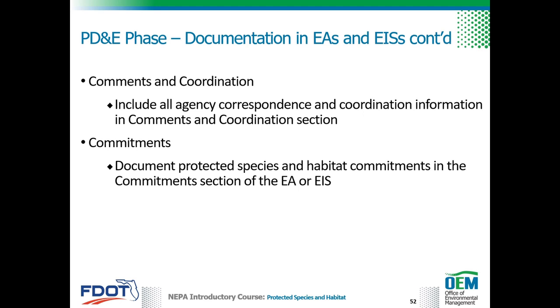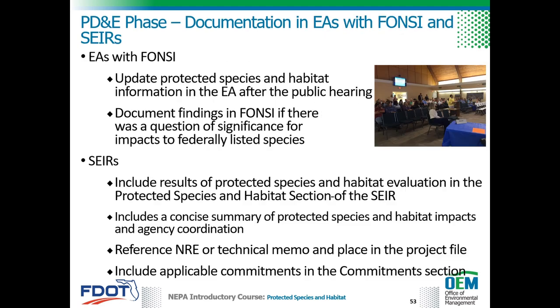Protected species and habitat commitments are documented in the commitment section of an EA or EIS. The PD&E Manual Part 2, Chapter 22, Commitments, contains more detail on how to prepare this section of the EIS or EA. For final documents such as an EA with a finding of no significant impact, or a final EIS or record of decision, protected species and habitat information must be updated after the public hearing. The findings are documented in the final environmental document.